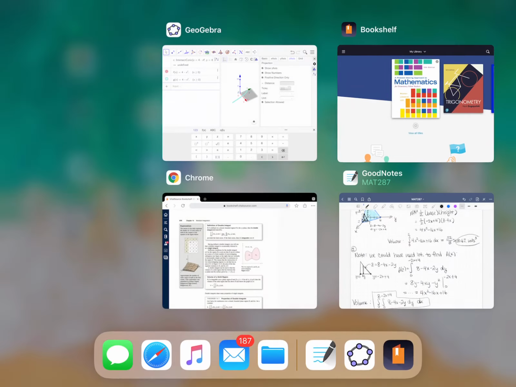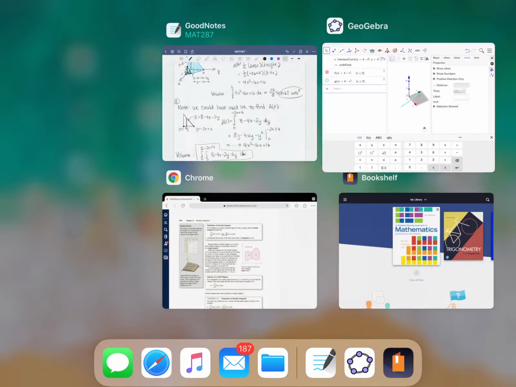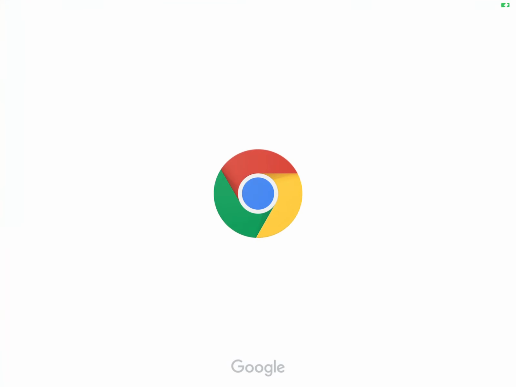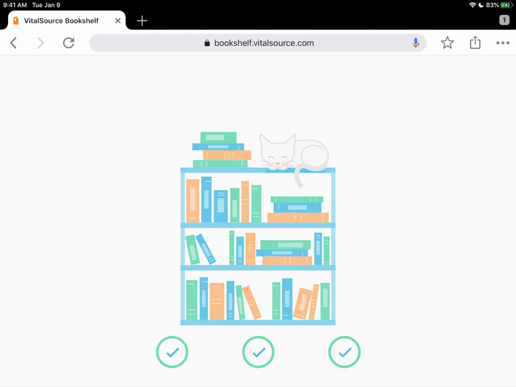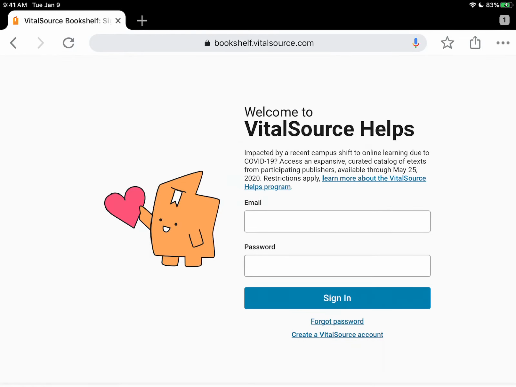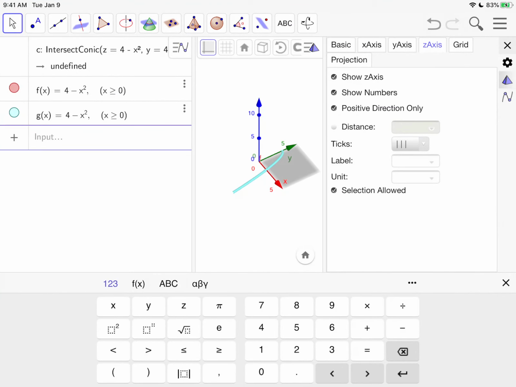So let me switch to the book real fast. I'll just show you everything I have open. Here we go. Oh, no. Okay, it's logged me out. Let's just write it down.